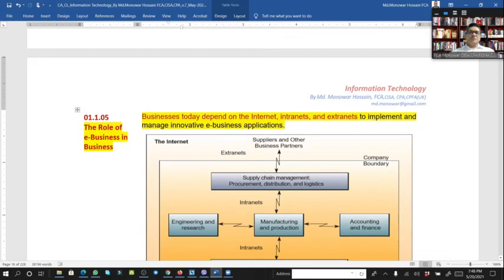If there is a question, for example, how e-business helps to develop business within the COVID situation, this is a question. You can just answer this one and relate it with the COVID world.